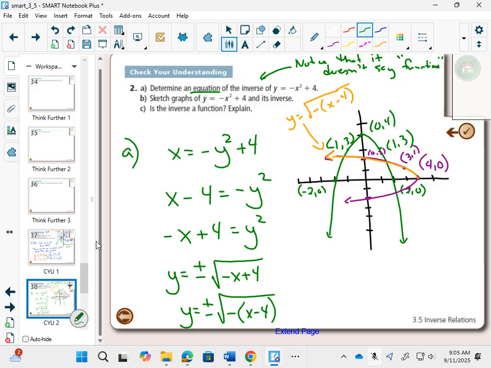And the purple bottom part also had a flip over the x-axis, also had a vertical reflection. So this one would be the negative square root of negative x minus 4. So we found it algebraically and we got the plus or minus. When we look at the graph, it now makes sense. Because the plus part is one square root graph, the minus part is another square root graph, and put together you get your sideways parabola.